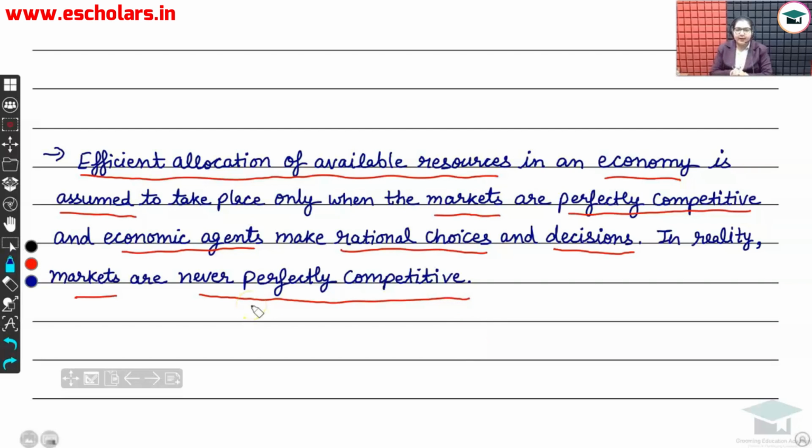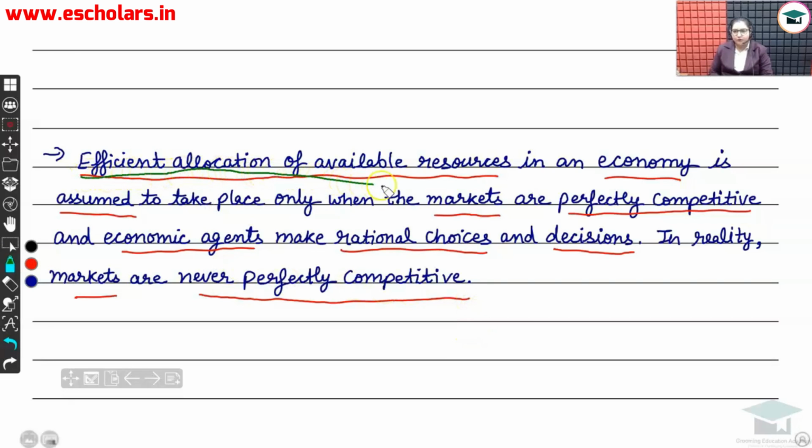And also in reality, the economic agents, that is the consumers and producers, are not making rational choices and are not taking rational decisions. Every one of the economic agents considers their own interest without taking the social interest into mind while taking their decisions. So the efficient allocation of available resources is a big challenge for the economy to achieve. So let's have a look.